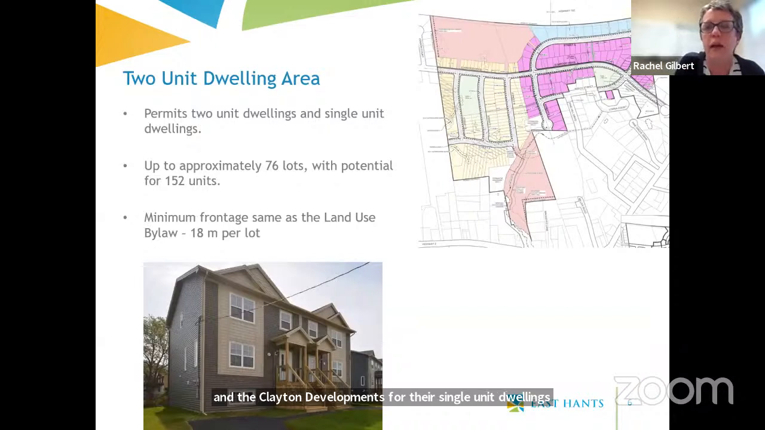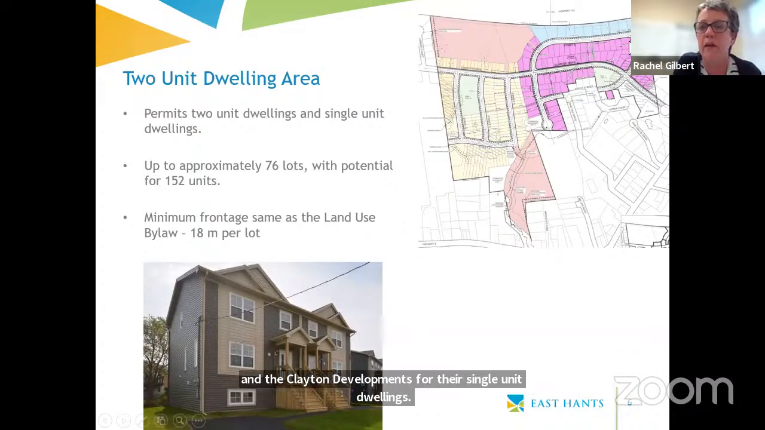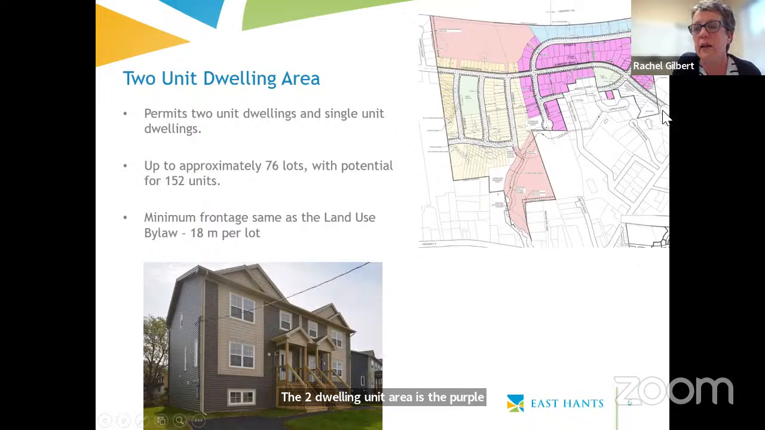The 2 dwelling unit area is the purple area here, and that's linking through Ralston Drive. And then you can see that there are approximately 76 lots, and the minimum frontage will be as per the land use bylaw.